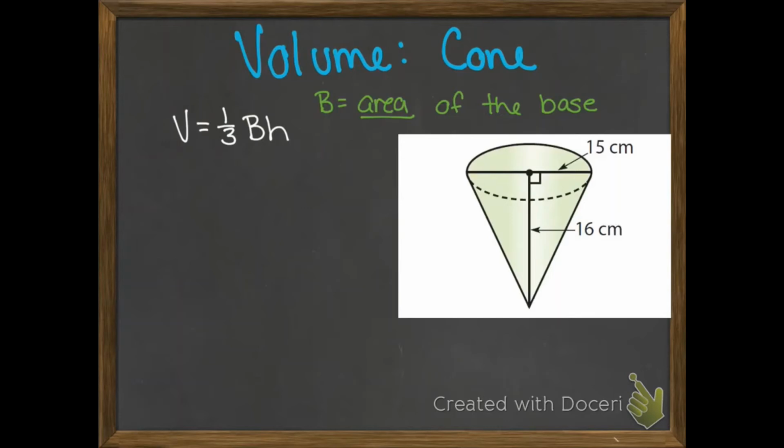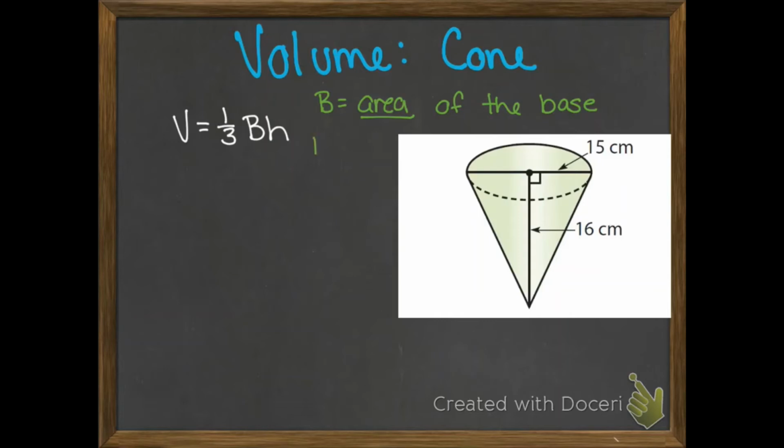Now we're moving on to volume of cones. So I'm going to take that formula chart again and find my formula for the volume of a cone. And this one is a little bit different than the last one. So it says volume equals 1/3 big B times H. Again, the big B represents the area of the base, and with cylinders, cones, and spheres, the base is always referring to the circle.